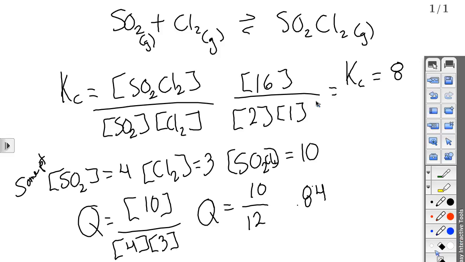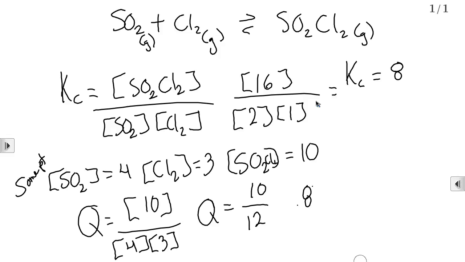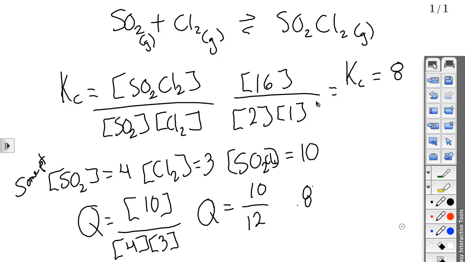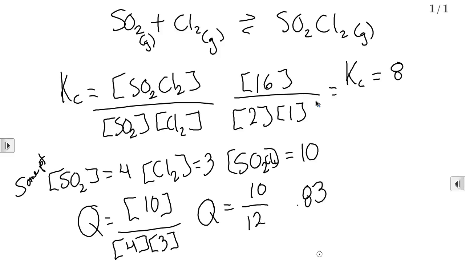I just made all that up. Is it 0.8333333? Yes. That makes me feel a little bit better. Okay, so anyway, Q is equal to 0.83. K was equal to 8.